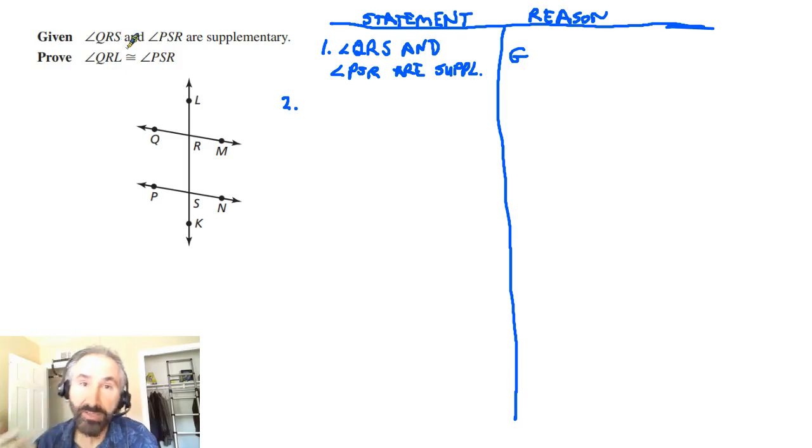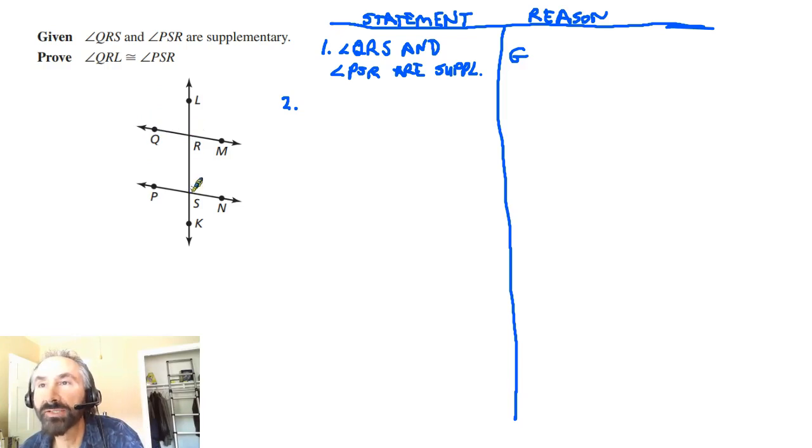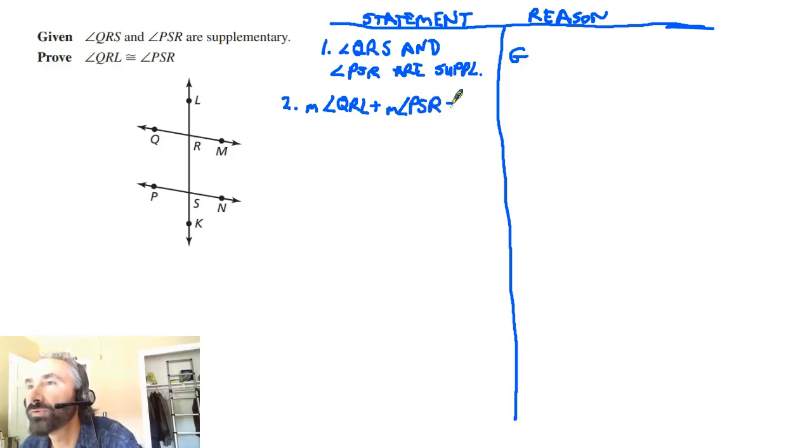And I'm just trying to give you my thought process here. So what I see is QRS in the diagram and QRL in the diagram. They're right next to each other. They're adjacent angles. And not only that, the two angles add up to a line, which makes them a linear pair. So I am going to be so bold as to say that the measure of angle QRL plus the measure of angle PSR, I'm going to say those two add up to 180 degrees.